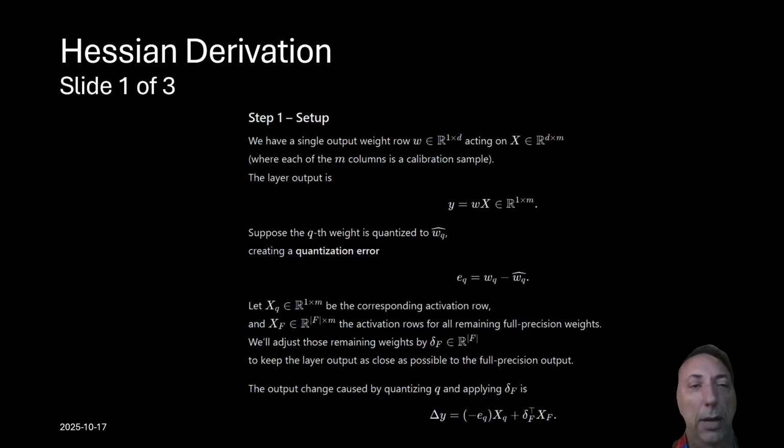So let's actually go through the math derivation of why we're using the Hessian. If we have our weights and our input values, then y represents our output values, and what we're going to end up doing down here is calculating this delta y between the quantized version and the non-quantized version. So EQ is non-quantized minus quantized. And then in the next couple of slides, we're going to minimize delta y.